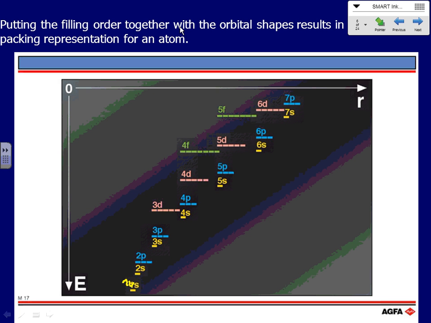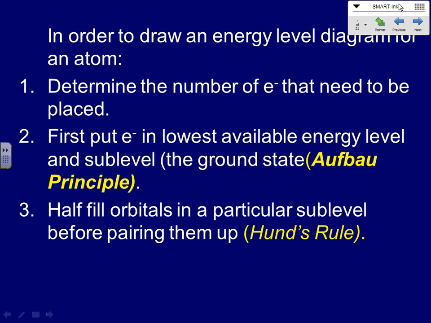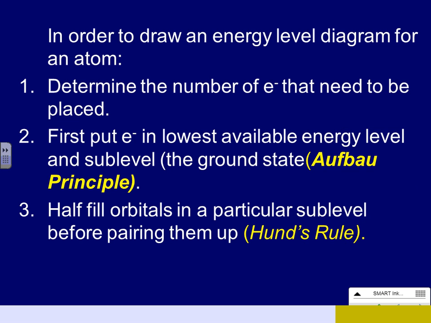So 1s has 2 electrons in it, 2s, then 2p, then 3s, then 3p. But notice the 4s representation is slightly of less energy than the 3d. So we would fill the 4s next, then we would fill the 3d. Then the 4p, then the 5s, then the 4d, then the 5p, then the 4f, etc. Actually, there's an s in there. This is just putting together our orbital filling order along with our little pictures. Don't worry about it. Okay. Let's draw some atoms.